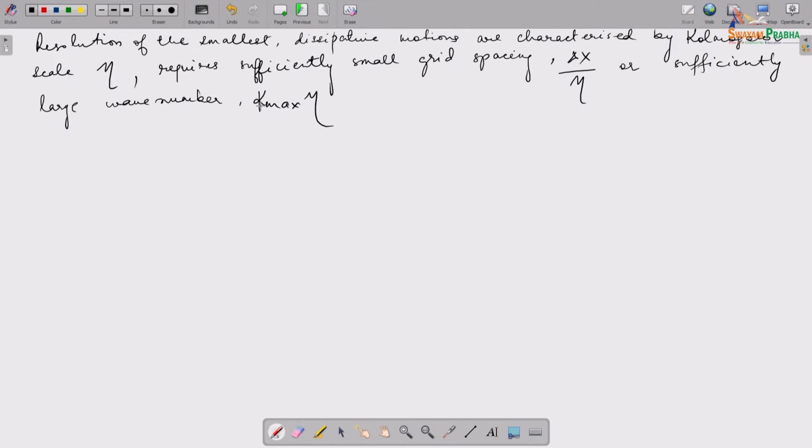So essentially what we are saying is we have a certain space where we have motions going on, and these are very small. For me to capture these motions, I should make sure that I capture as many waves as possible, hence this sufficiently large wave number. So I should scan a part of that domain in such a way that I am able to capture the largest number of waves possible.